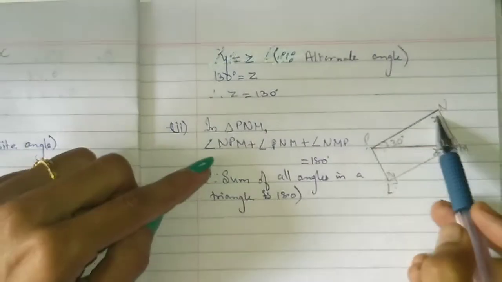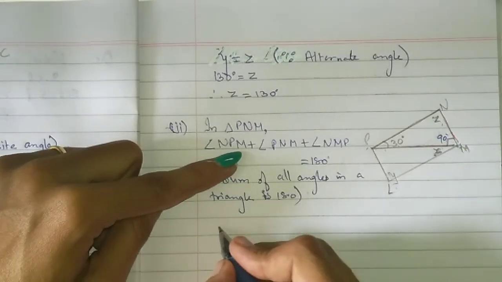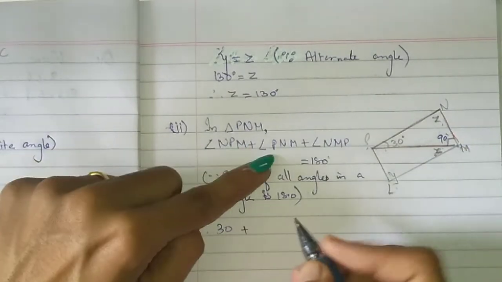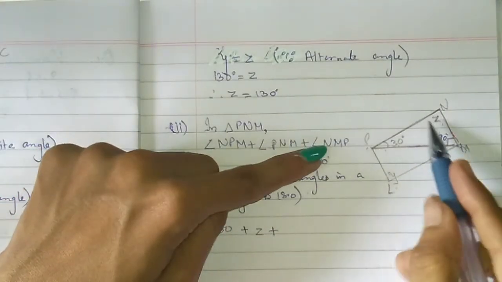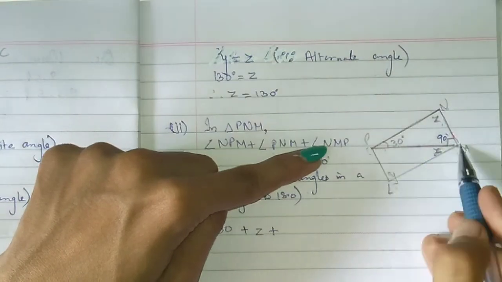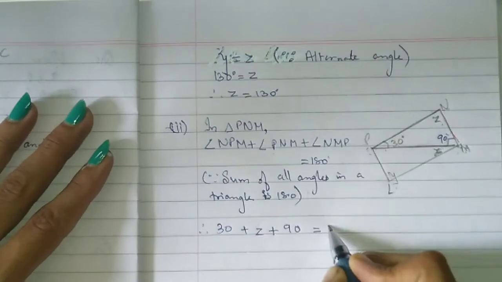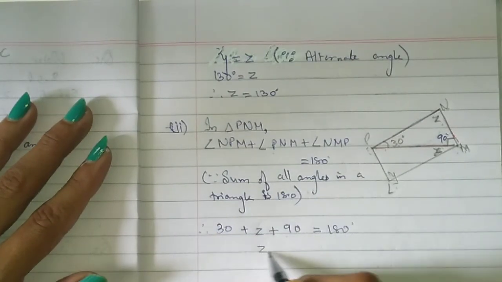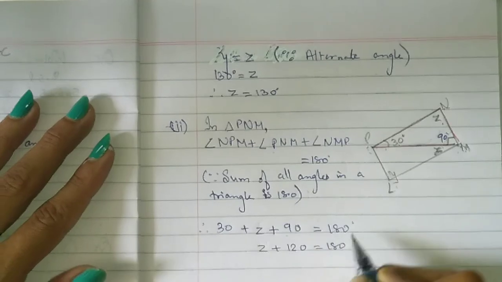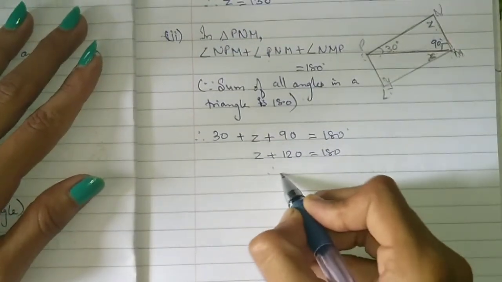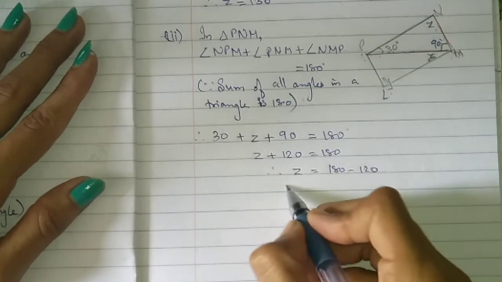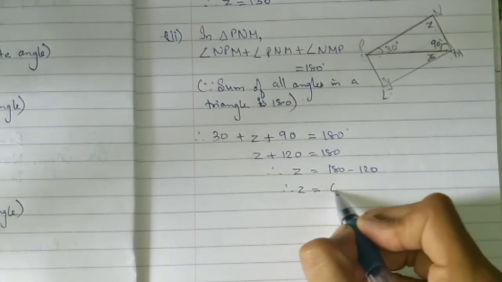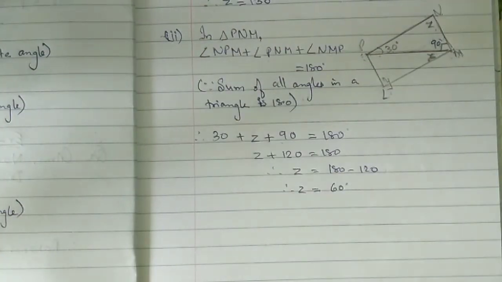Okay, now angle NPM is 30, so put the value 30 plus angle PNM which is z plus angle NMP 90, so 90 over here, which is equal to 180. 90 plus 30 is 120 equal to 180. Therefore z equals 180 minus 120. Therefore z equals 60 degree. Okay, z equal to 60 degree.